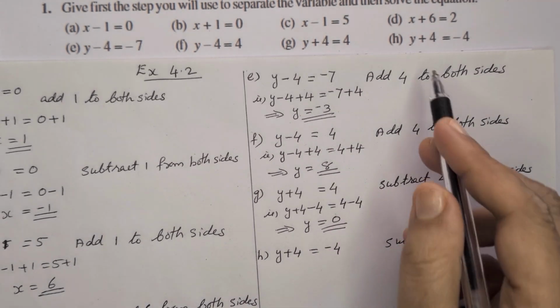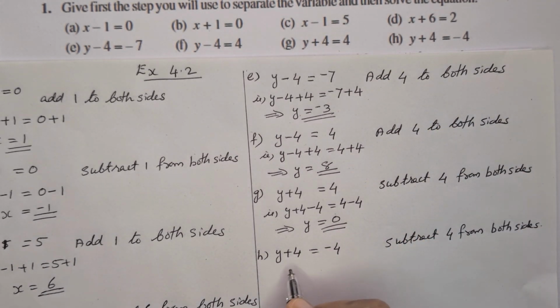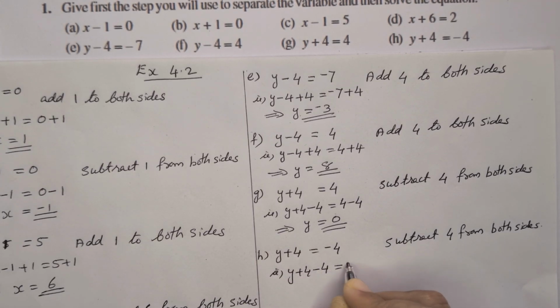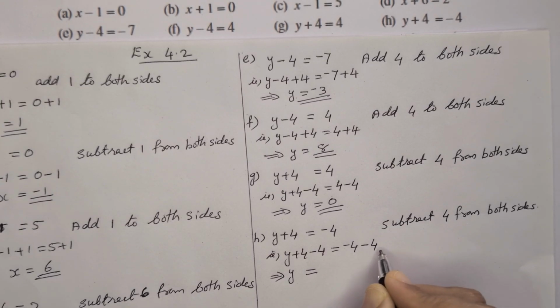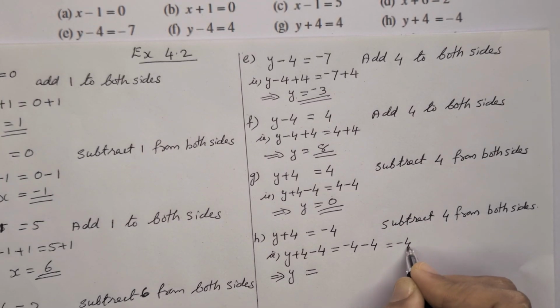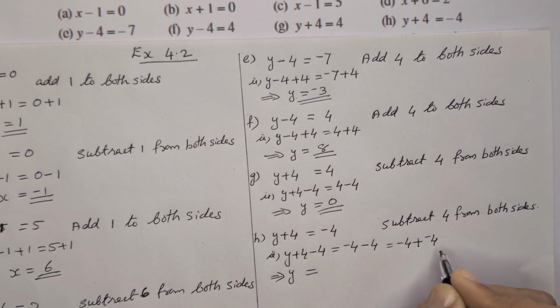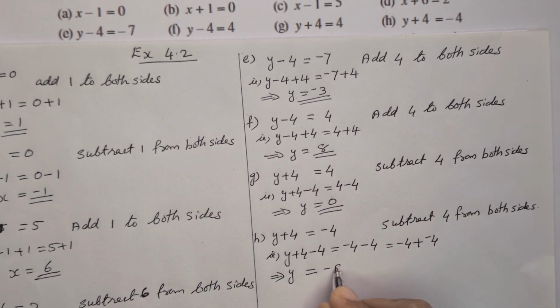Here, last one, y plus 4 is equal to minus 4. Here also we have to subtract 4 from both sides. So y plus 4 minus 4 is equal to minus 4 minus 4. That means y is equal to minus 4 minus 4, which means minus 4 plus of minus 4 will come minus 8.